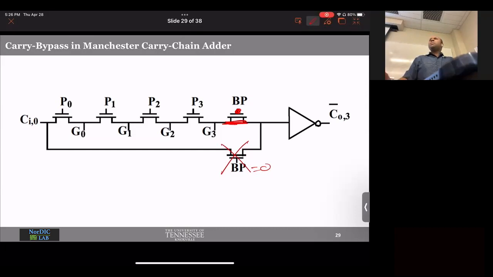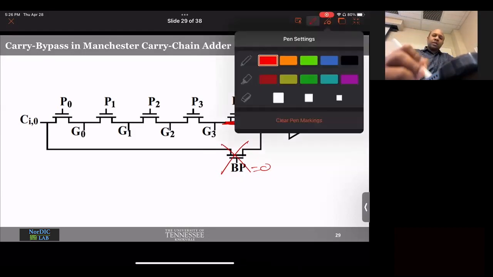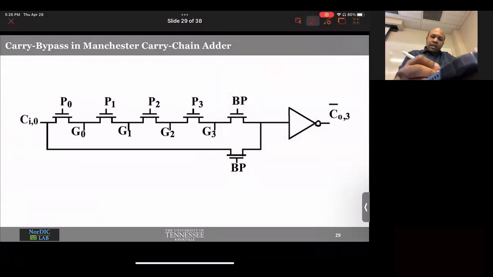Well, it will, but there is no purpose of the transistor in that case, right? You could either use bypass bar with an NMOS, or you could use bypass with a PMOS. Am I making sense? It will work, it will work, but there is no reason to have this parallel branch back there. That's what I'm saying.